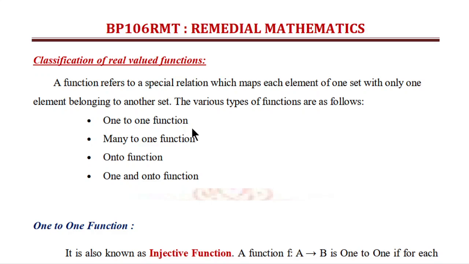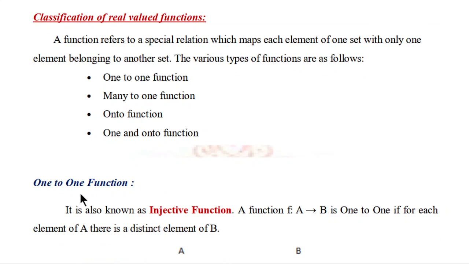Functions are mainly classified into four types: one-to-one function, many-to-one function, onto function, and one-to-one and onto function. So let me briefly explain each function.